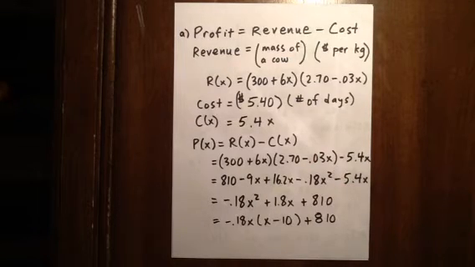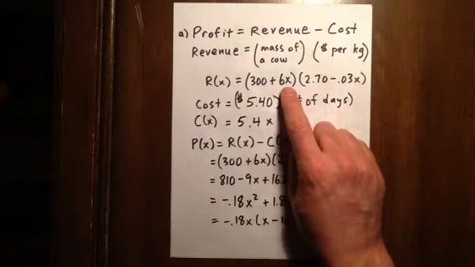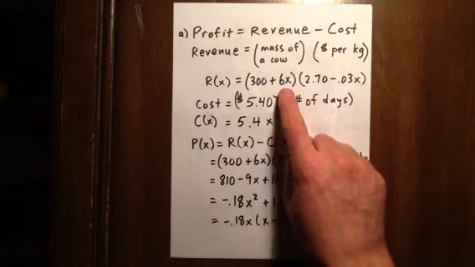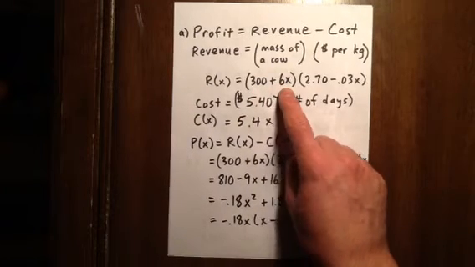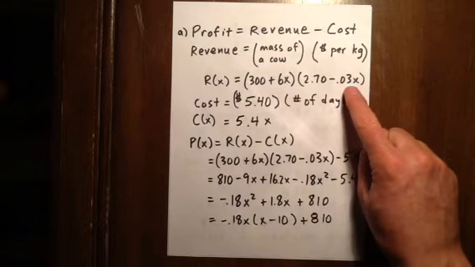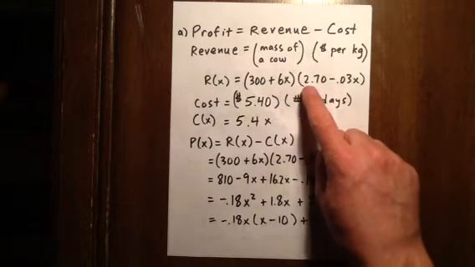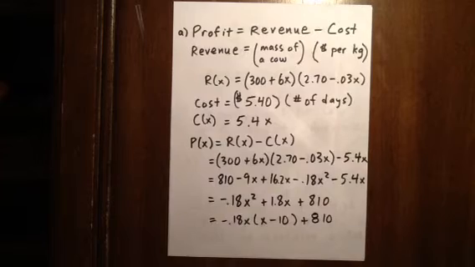Well, we're going to let x refer to the number of days that pass by. So if 1 day passes by, 6 times 1, we'll have a 306 kilogram cow, and 0.03 times 1 is 0.03, 2.70 minus 0.03 is 2.67. We'll have a 306 kilogram cow, and it'll be sold at $2.67.